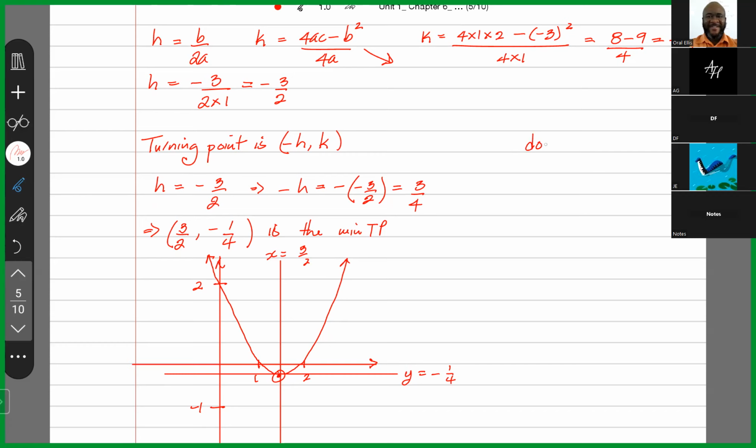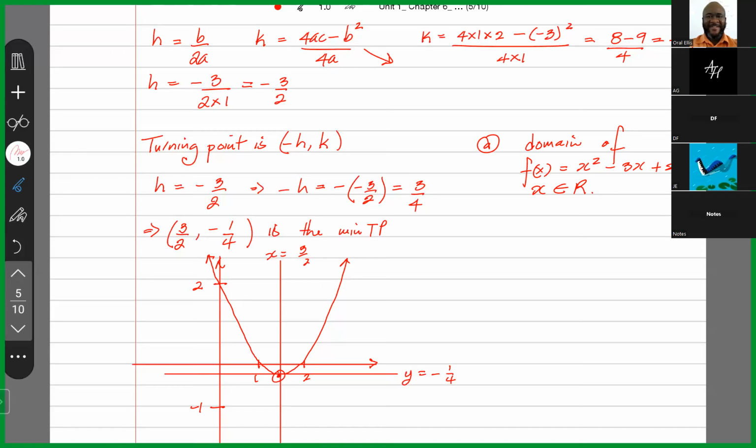Therefore, the domain of f of x is equal to x squared minus 3x plus 2. The domain is x is an element of the set of what? Real numbers. Now, they didn't ask us for it, but the codomain would also be the set of what? Real numbers.